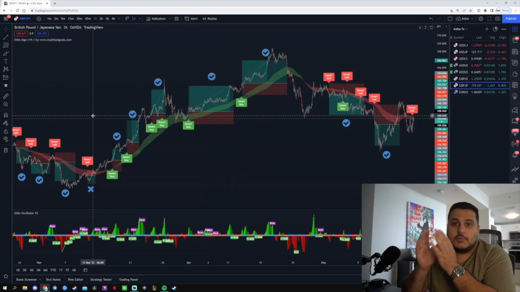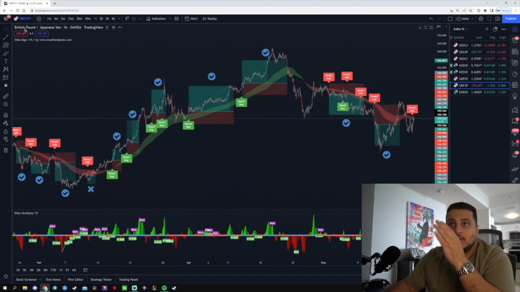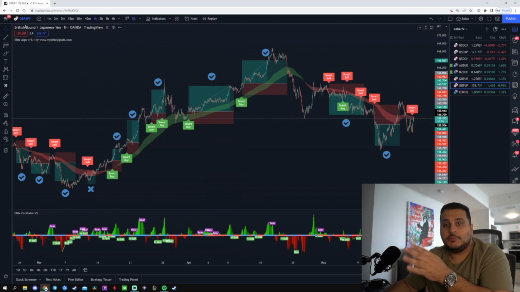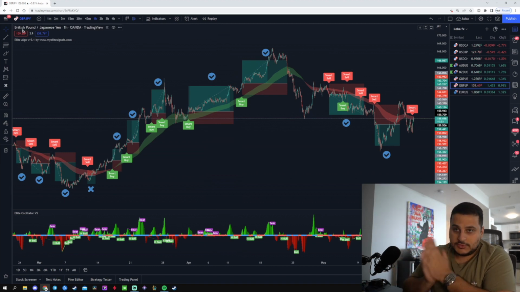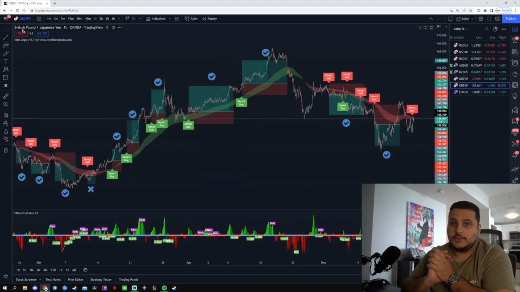Okay, so the strategy I'm about to show you right now is extremely simple, and it would give you 10 wins out of 11 trades on this chart right now, JPY. It's so simple, almost anybody can use it, and the win rate is absolutely insane, as you guys can see. So let's get into it.